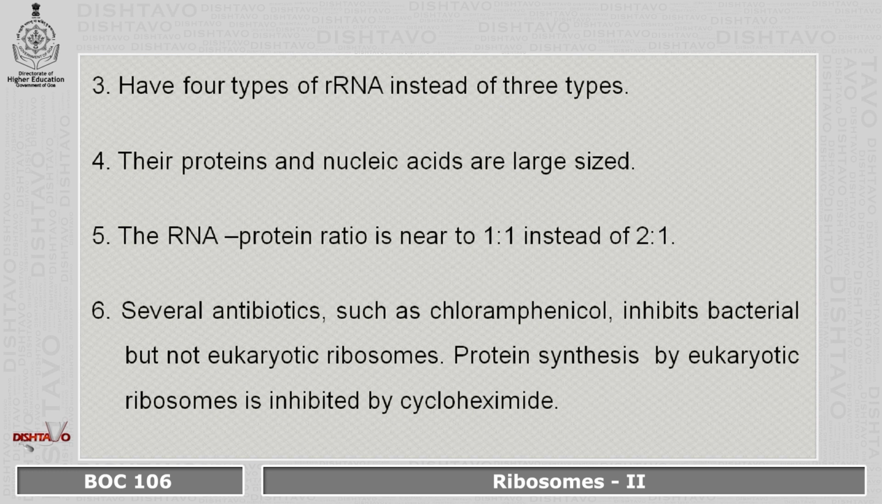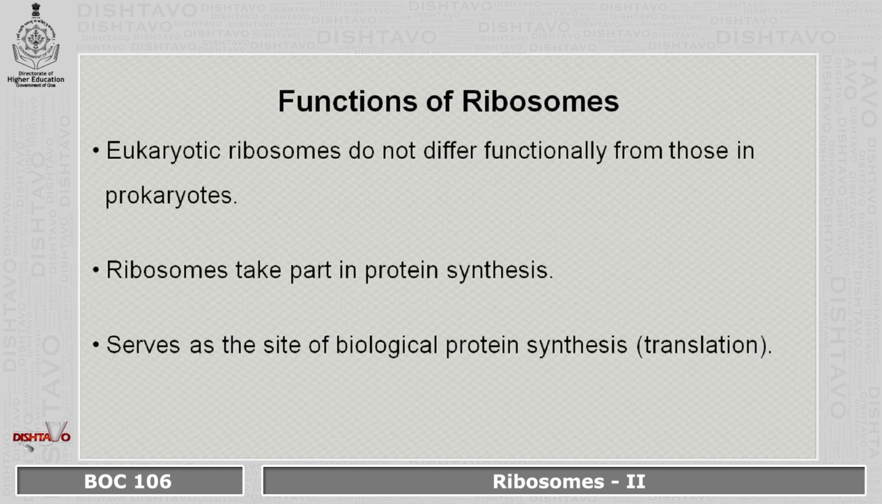And several antibiotics such as chloramphenicol inhibit bacterial but not eukaryotic ribosomes. The protein synthesis by eukaryotic ribosomes is inhibited by cycloheximide. Functions of ribosomes. Eukaryotic ribosomes do not differ functionally from those in prokaryotes.